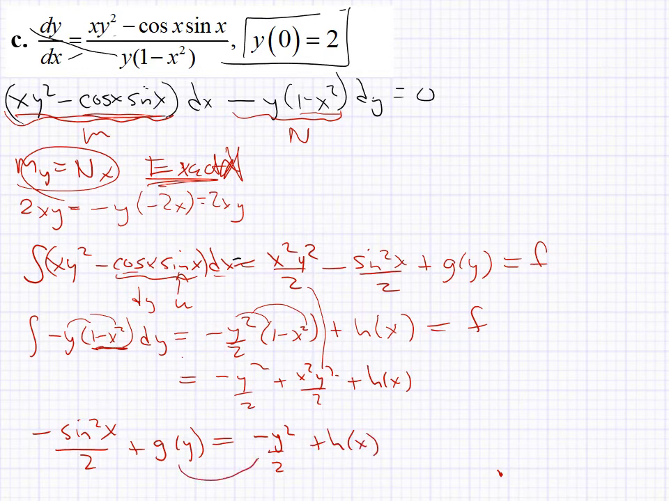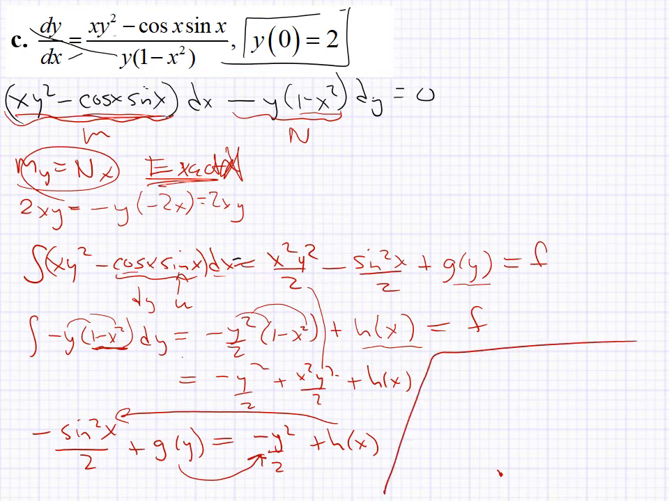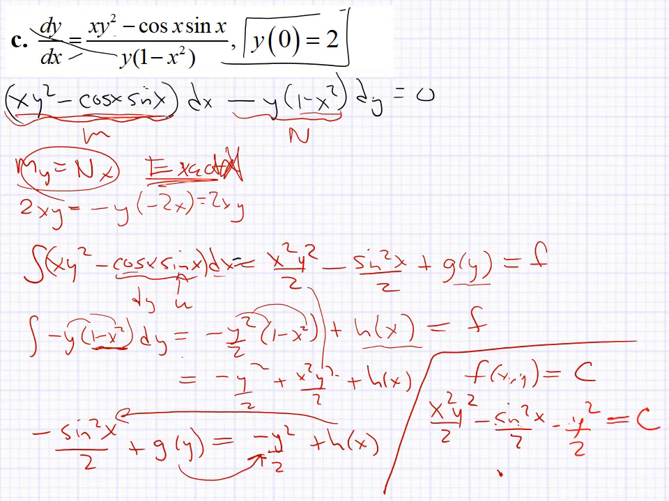Well, this g of y has to be this function of y. This h of x has to be this function of x. So you match them up. You either fill in the h of x here or you fill in the g of y here. We just figure out what each of those are. And our solution would be that function f equals c. So what is f? f would be x squared y squared over 2 minus sine squared x over 2 plus g of y, which we said was going to be minus y squared over 2, and that should equal c.